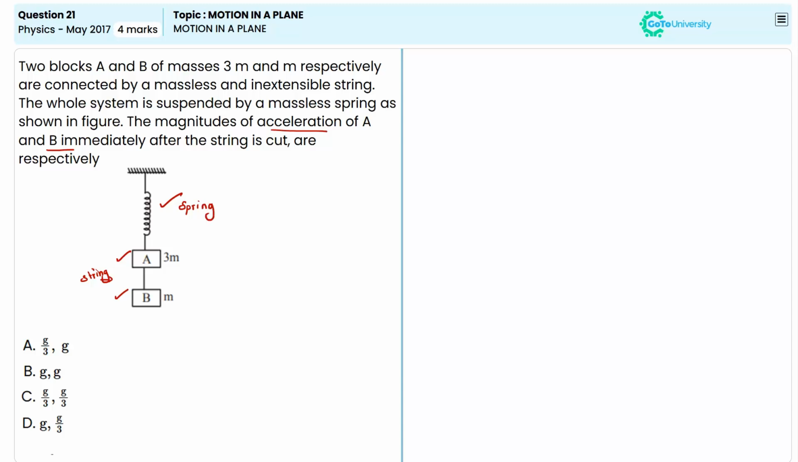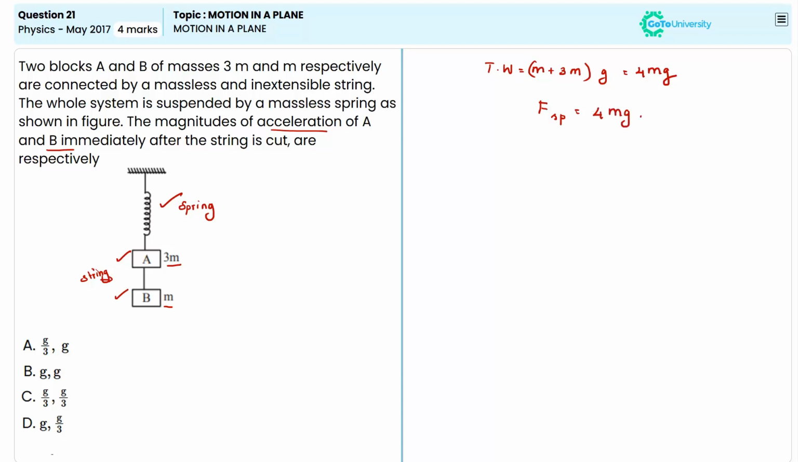So here it's given in the question, the mass of block A is 3m and the mass of block B is m. It's known that before the string is cut, the system will be in equilibrium. So the total weight will be equal to m plus 3m times g, which will be equal to 4mg. So the spring force balances this. So we can write the force on the spring will be equal to 4mg.